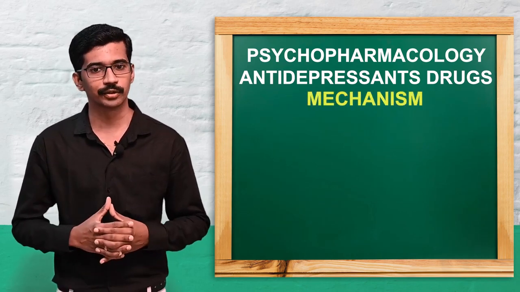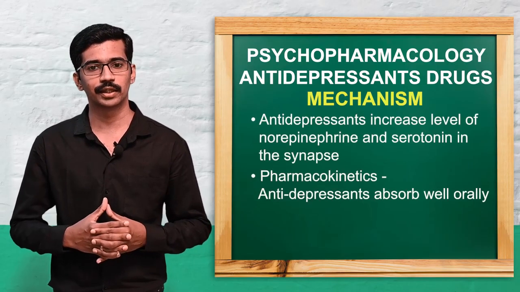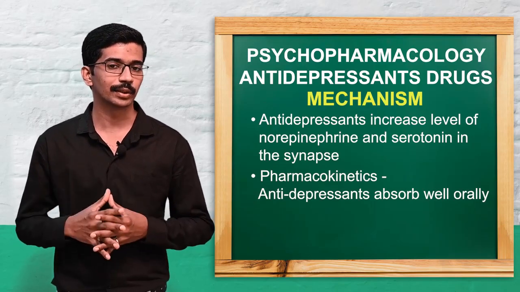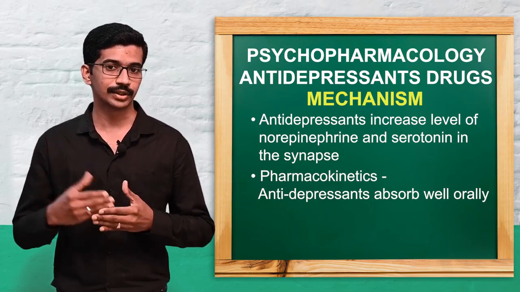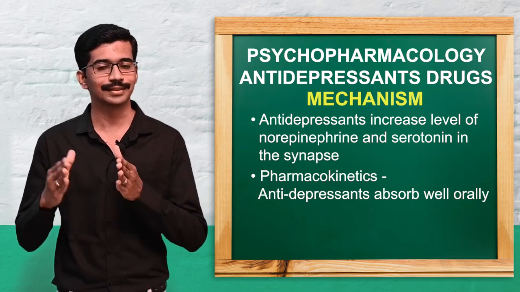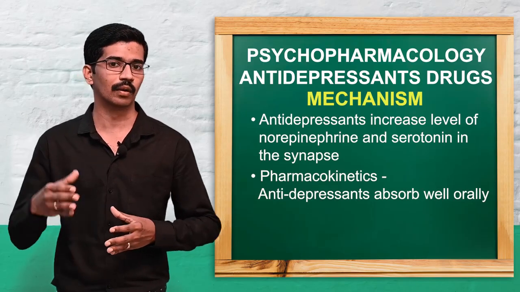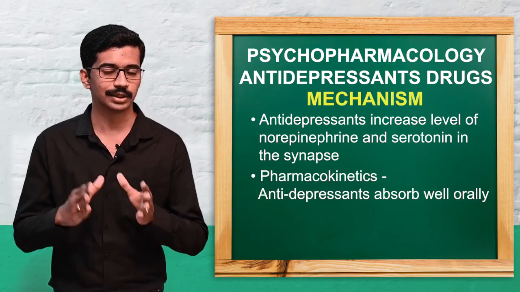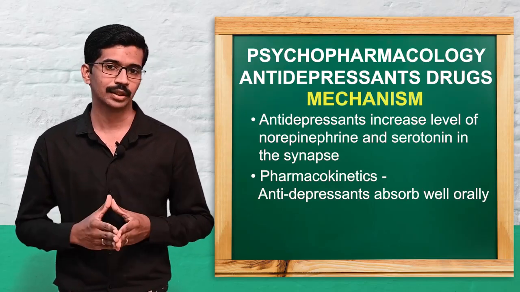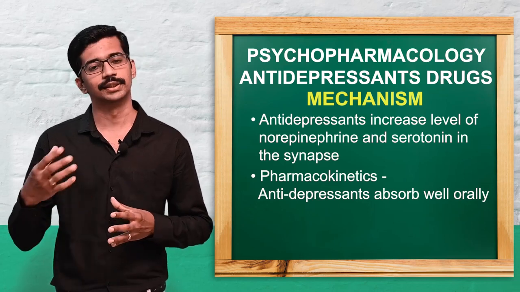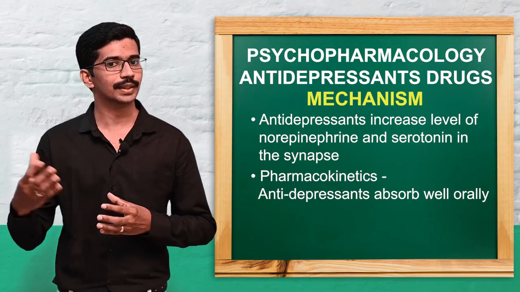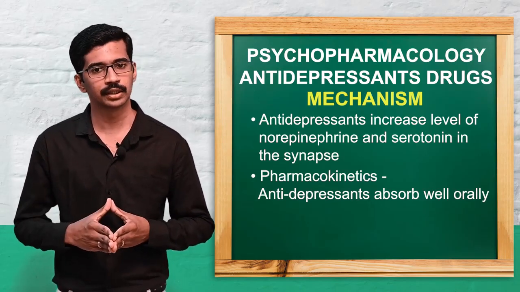Now we'll see the mechanism of action. It is believed that this drug enhances or increases the level of norepinephrine and serotonin in the synapse, and thus the patient's mood or activities will be increased. This is the mechanism of action. Now we'll see the pharmacokinetics. This drug is absorbed well orally, the metabolism is usually in the liver, and it may be excreted through the kidney.